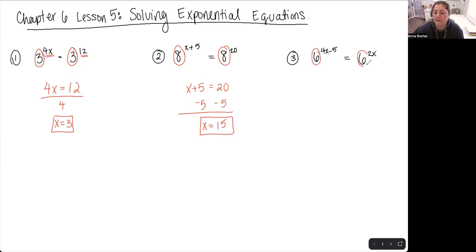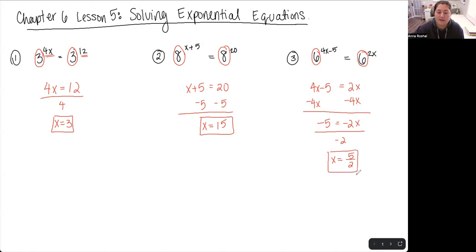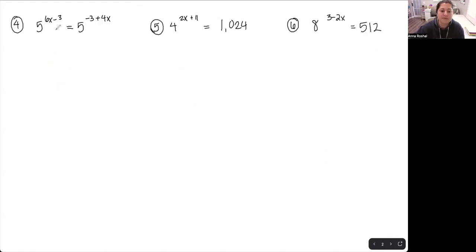Okay, so again, we have the same base. We want to take a look at our exponents. So I'm going to subtract 4x from both sides. I'm going to end up with negative 5 equals negative 2x. Divide by negative 2, x is 5 over 2. And honestly, we could leave it improper, no problem.